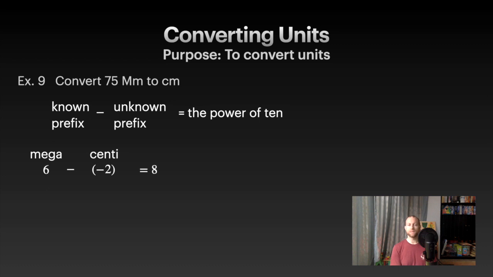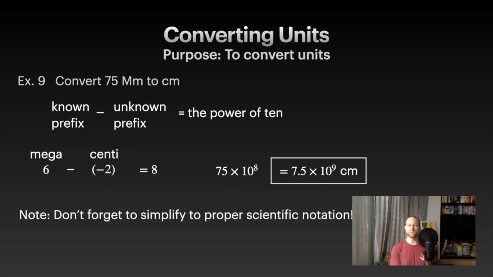75 megameters. So we're going to take 75 times 10 to the 8. Again, this is not proper scientific notation. We need to take our decimal from behind the 5, shift it 1 to the left. This will give us 7.5 times 10 to the 9 centimeters. Again, don't forget, proper scientific notation. So don't leave it as 75 times 10 to the 8. And don't forget the units. Very, very important. You do these 2 things.